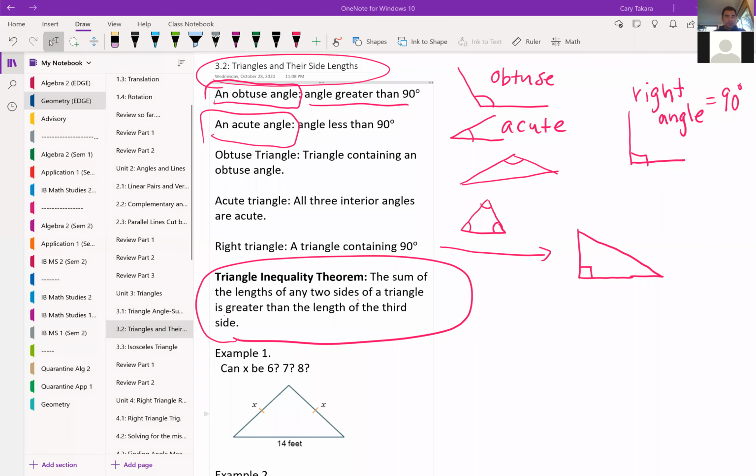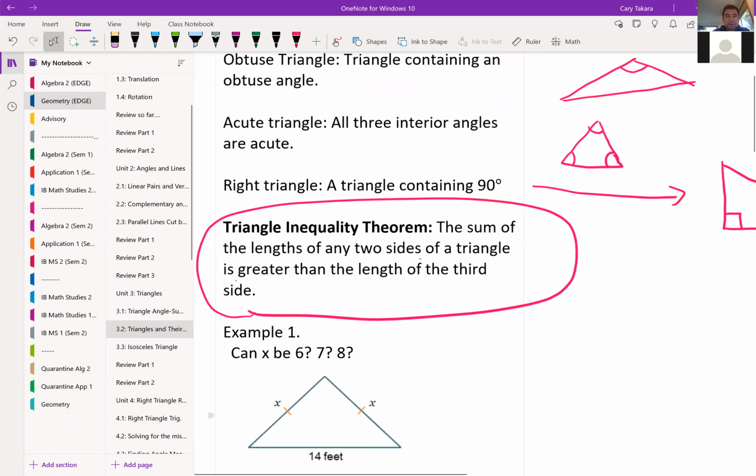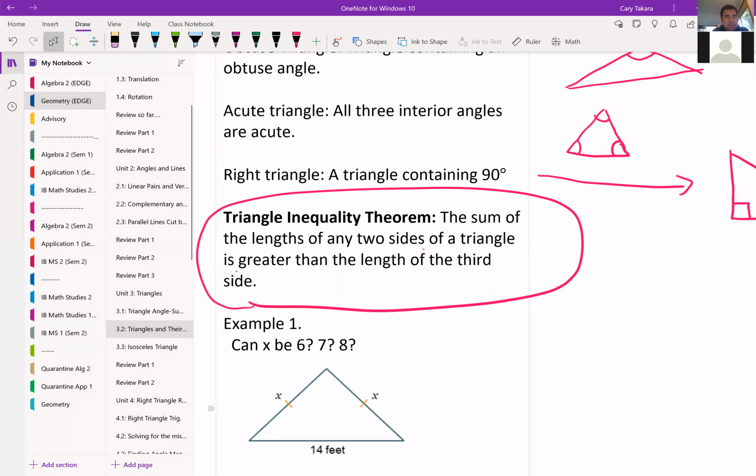Very good. So let's talk about the triangle inequality theorem right here. You guys all ready? Let's read it. Okay. The triangle inequality theorem states that the sum of the lengths of any two sides of a triangle is greater than the length of the third side. I'd like you to read that statement one more time on your own. Would you do that?